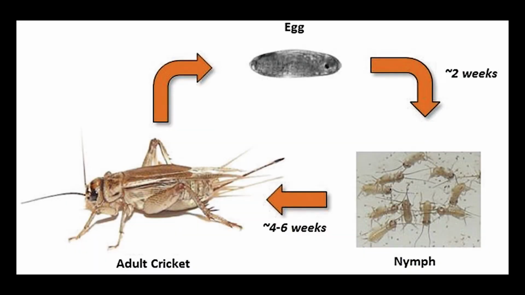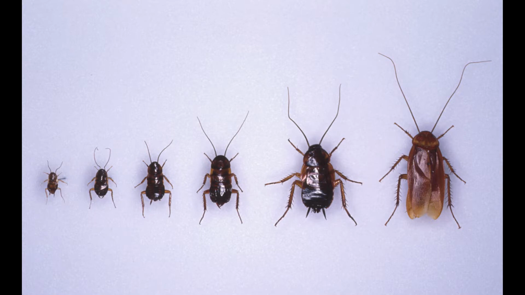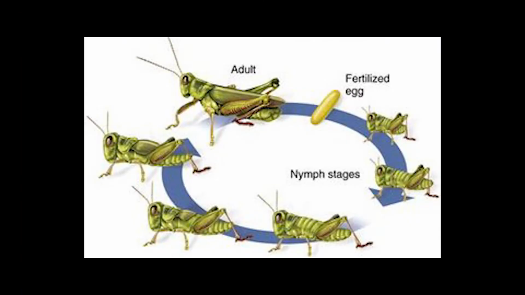Well, we call the cricket life cycle incomplete metamorphosis. The 3 stages of incomplete metamorphosis are egg, nymph, and adult. You can tell if an insect undergoes incomplete metamorphosis if you find the same species of insect in different sizes. Like these roaches. Ew. Or these grasshoppers.